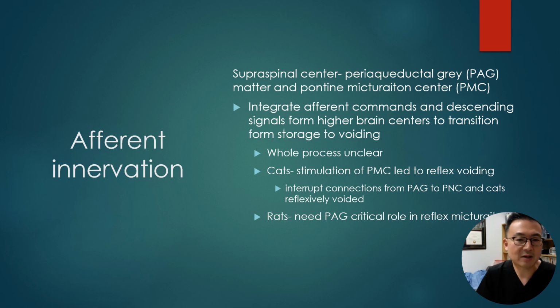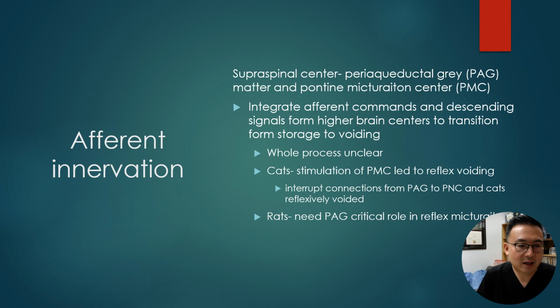The supraspinal centers involved in afferent signaling include the periaqueductal gray matter and the pontine micturition center. The pontine micturition center is actually kind of like the master control switch. It's either in storage mode or in micturition mode. During storage mode, the signals that it sends lead to increased sympathetic and somatic output, which mediates storage and quiets the parasympathetics, while when it's in voiding mode, it's the exact opposite.